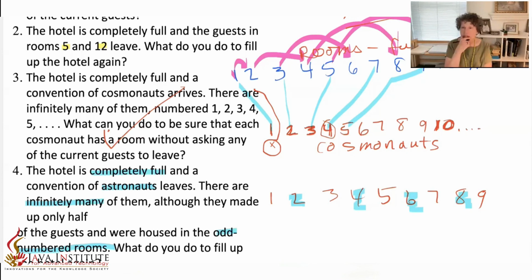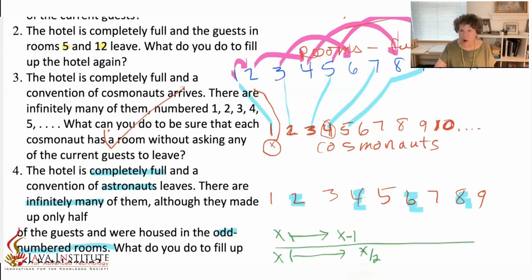We've got two ideas. One idea, and I'm going to write it as a formula because that's how you're giving it to me, is that the person in room X goes to the previous room, and another idea is that it goes to half the room. So there's two rules that are being proposed.